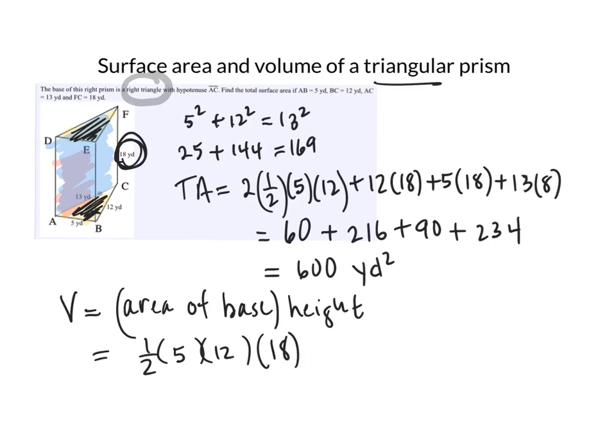1/2 times 5 times 12 times 18 is 540. So 540, and our label is yards. So yards cubed, or cubic yards.